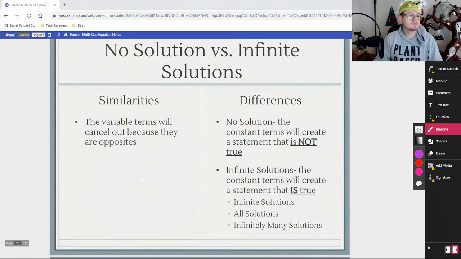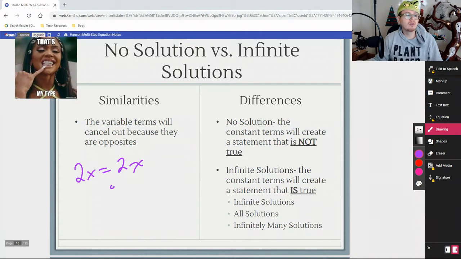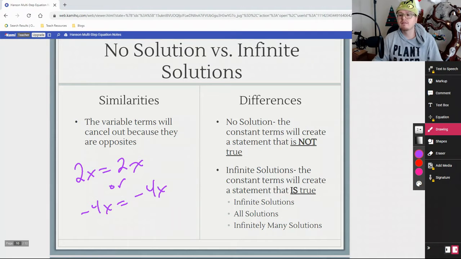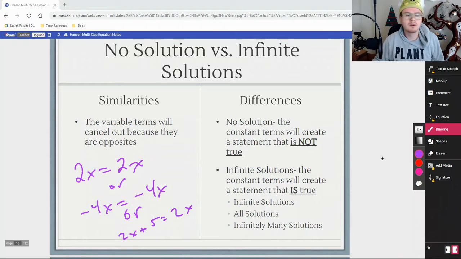The variable terms will cancel out. What's always going to happen, you're always going to have an equation that looks something like this, or you could have something like this. You're going to have variables equal to each other. Now these are very basic equations, right? Let's spice it up just a little bit. You're going to have equations where the variables are equal. A tell is that the variable terms on each side are equal.